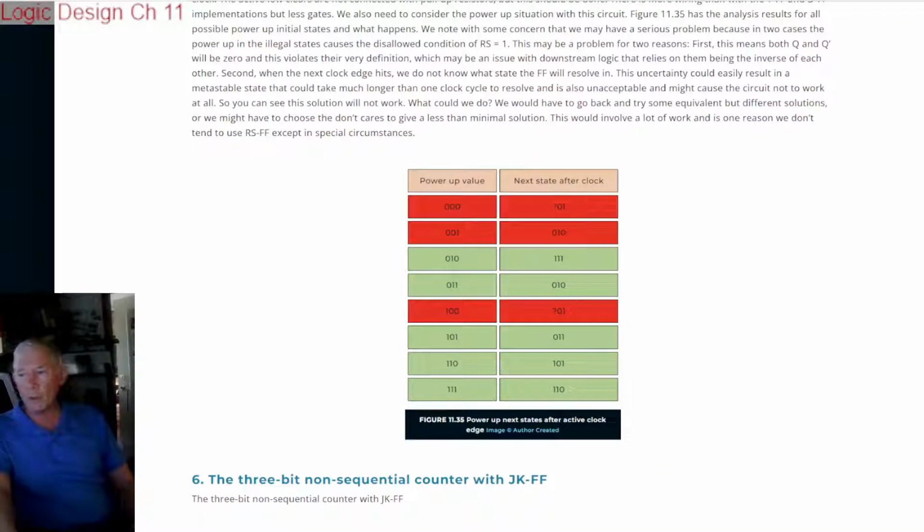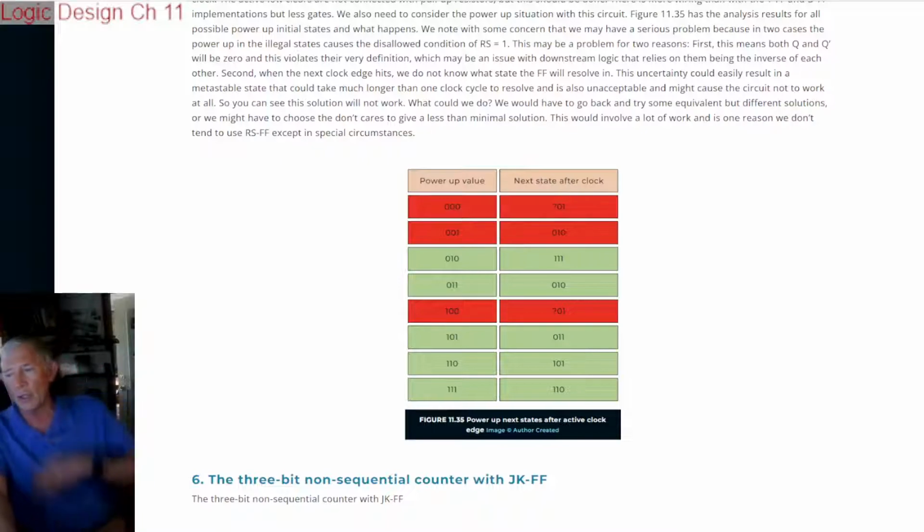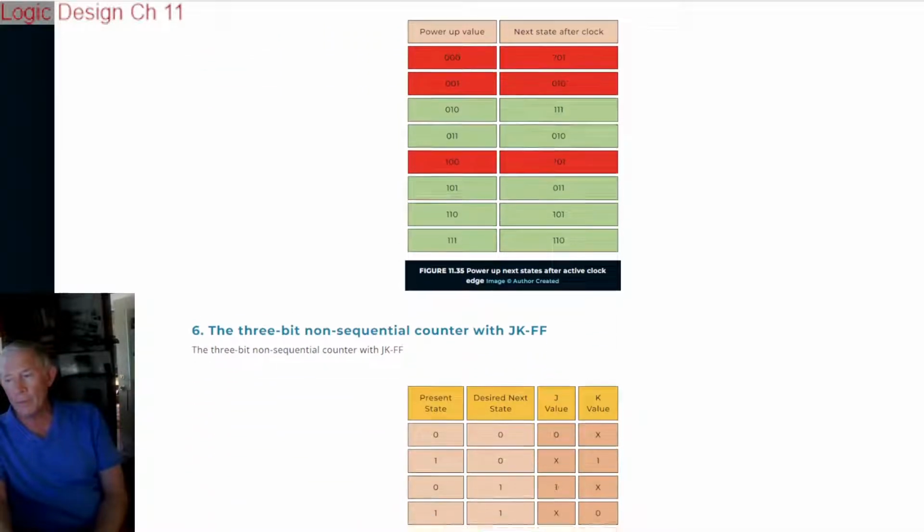And now we do the same analysis. And in this case, we have a problem. From 0, we go to 1. So that's a little bit of a problem. And from 4, we go to 1. But the good news is, from 1, we go to 2. And that's one of our desired sequences, so we're okay. But now we have to tell our customer, you're going to have to wait 2 clock cycles before we can guarantee that it's going to be in one of your desired sequences. And then it should count correctly the rest of the time.